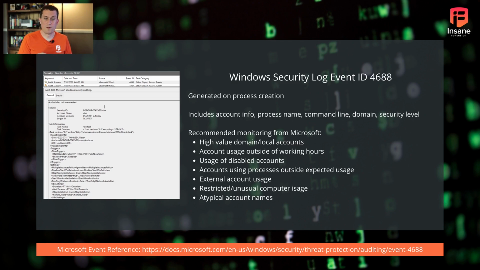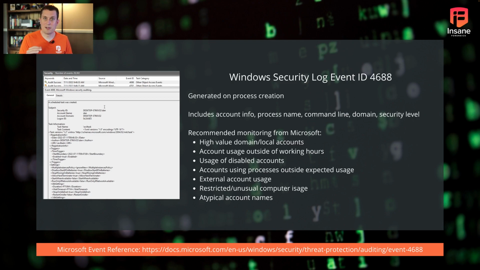Starting with 4688, this is generated on process creation. What's nice with it is we get the account info of who initiated it. We get the subject account info so we can see who the process is actually running under. We get the process name, the command line, the path, the domain that goes with the process name, and the security level.